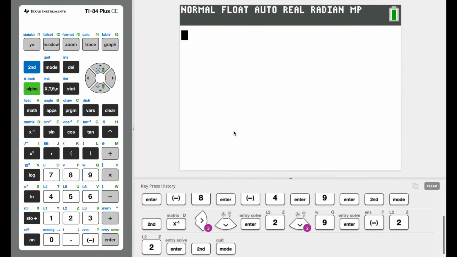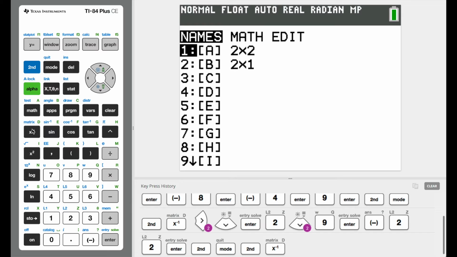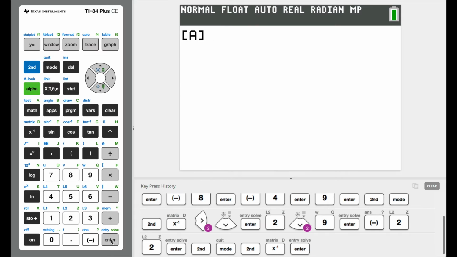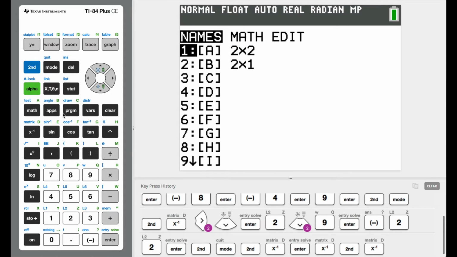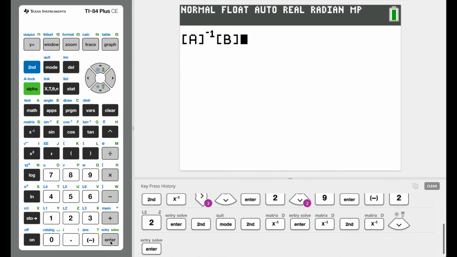So now that I have both of my matrices in here, I'm going to call them to my home screen by going to second, x to the negative 1, which is matrix. I'm going to start saying second matrix now. It's a little bit easier to say. I'm going to call the first one, my coefficient matrix, and press x to the negative 1 so that I can get my inverse. And then I'm going to call the second matrix B. You can either press 2 or scroll down and press enter, that's fine.